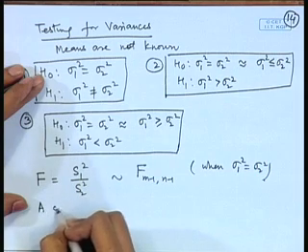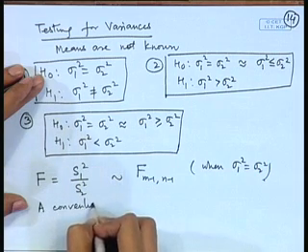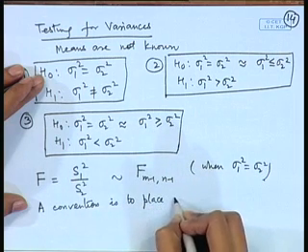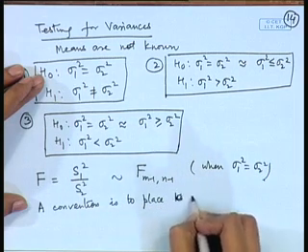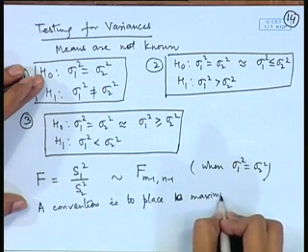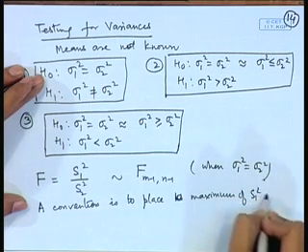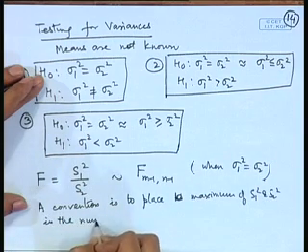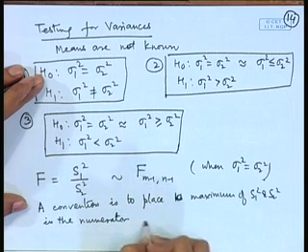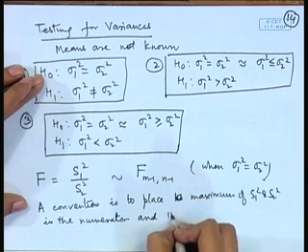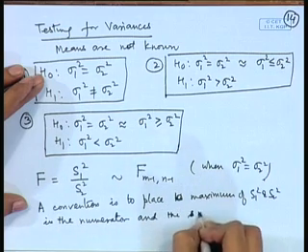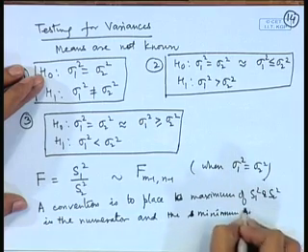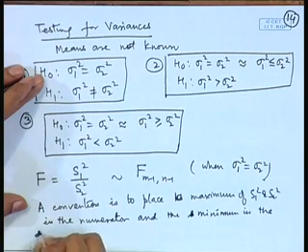A convention is to place the higher, or you can say the maximum of S1 square and S2 square, in the numerator and the minimum in the denominator.